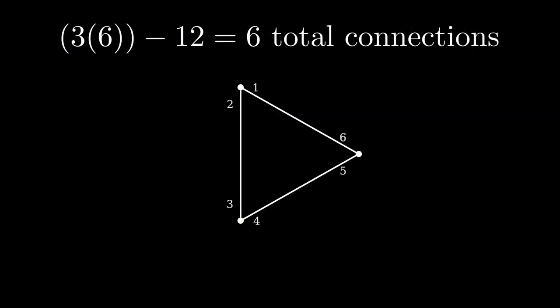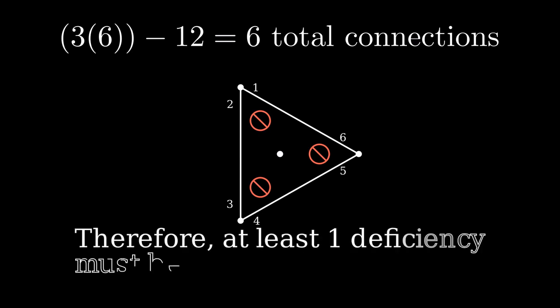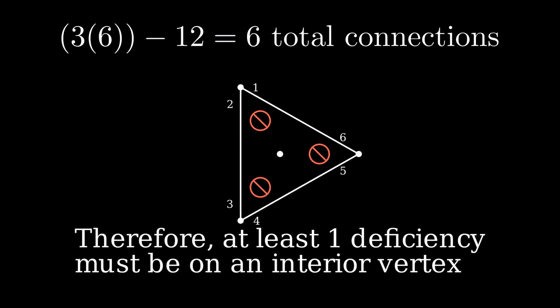But the outer triangle itself has 6 connections. So if there's even one vertex on the inside, which G1 must have, there would be no connections left to link it with the outer 3 vertices, making the graph not maximal planar. Therefore, at least one deficiency must be on the inside of G1, so at least one vertex inside G1 has 5 or fewer neighbors.